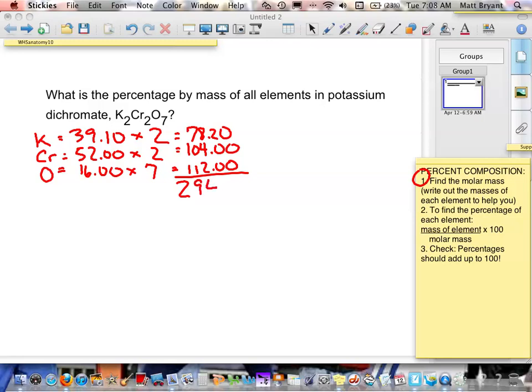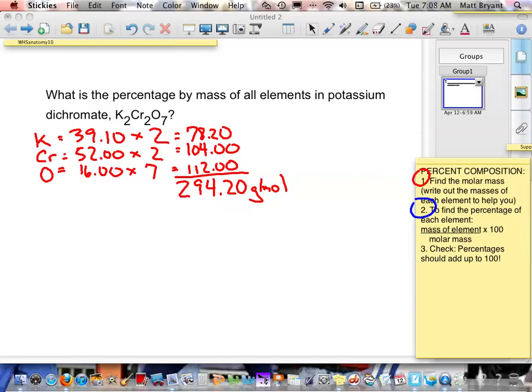So if I add these all up, and remember we add, we never multiply, we get a molar mass of 294.20 grams per mole. So that will be the denominator in every fraction we use to figure out the percent composition of all of these different elements. So that brings us to step number 2.